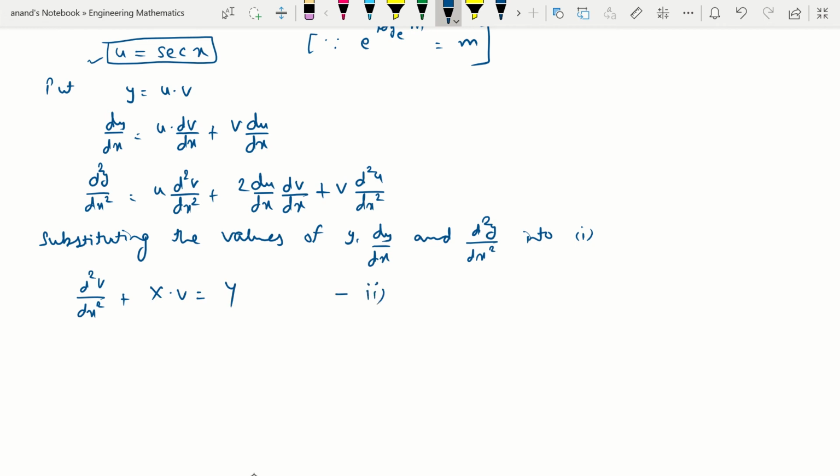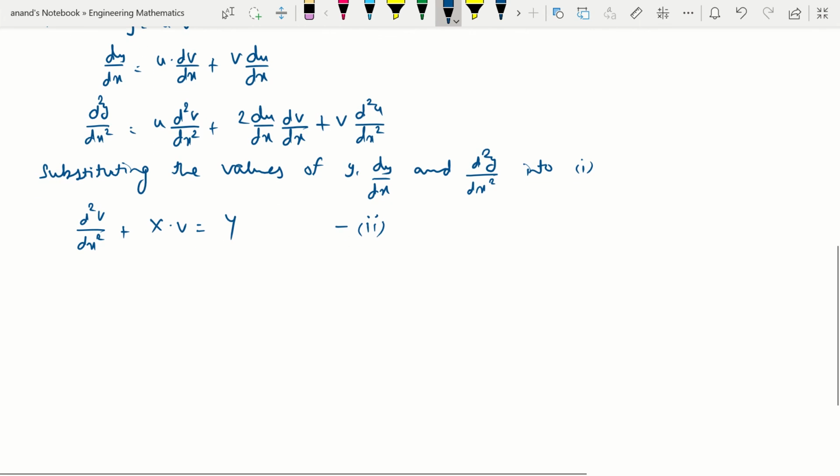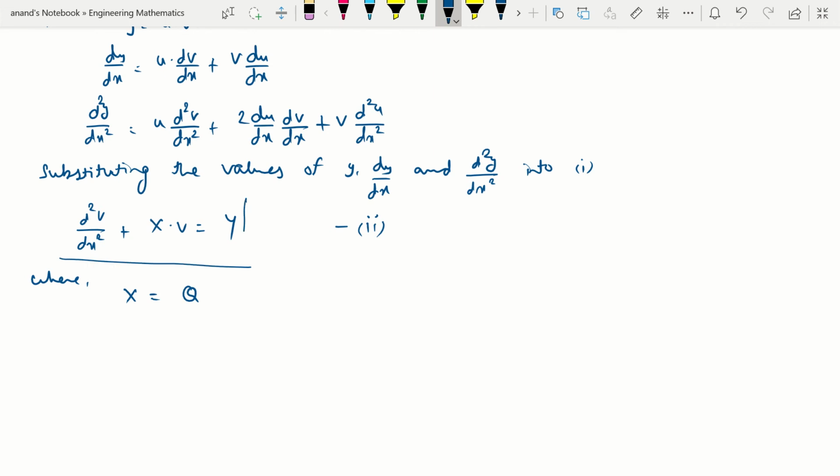This is the second equation, where we have x equals, this concept we have learned in the methodology part, that when we put these values into the first equation, we get a general form of differential equation like this. So this is basically the normal form. So we get here x equals q minus half of dp by dx minus p square by 4.